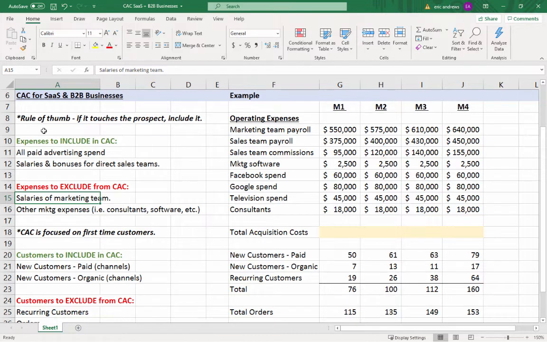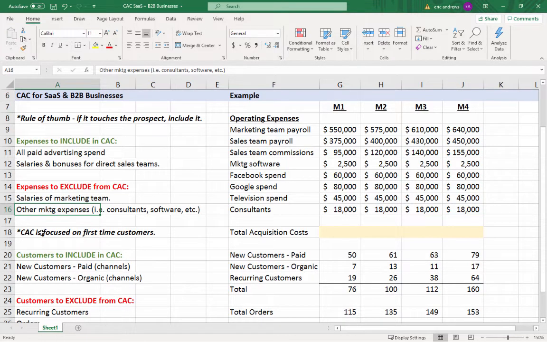So you do not include them in your CAC calculation, which is a calculation that tells you how efficiently you're doing your advertising. Also, other marketing expenses like consultants, marketing software, all this different stuff, if it doesn't touch the customer, you need to exclude it because it really has nothing to do with your sales funnel.